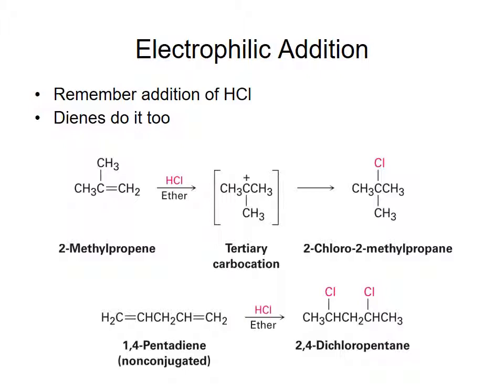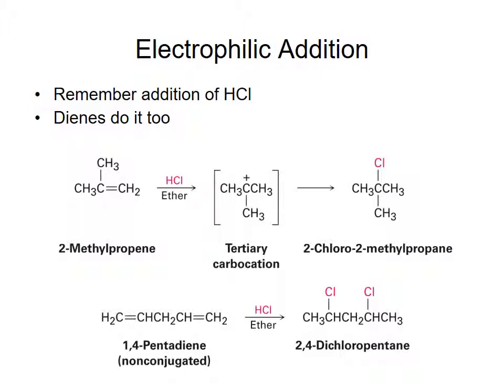Okay, do you remember adding hydrochloric acid to a double bond? How did that happen? First, the proton added to the double bond and you formed the more stable carbocation. Then the chloride came diving into that carbon and formed a bond there. Well, dienes can do this too.